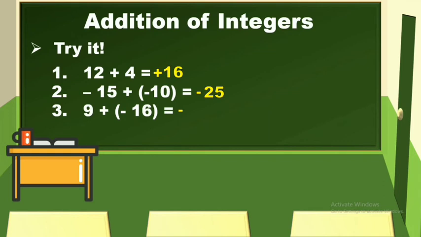After that, like what I said, dahil magkaiba sila, ang gagawin natin ay minus. 16 minus 9, what is the answer? Yes, you got it. That is 7. So therefore, positive 9 plus negative 16 is equal to negative 7.